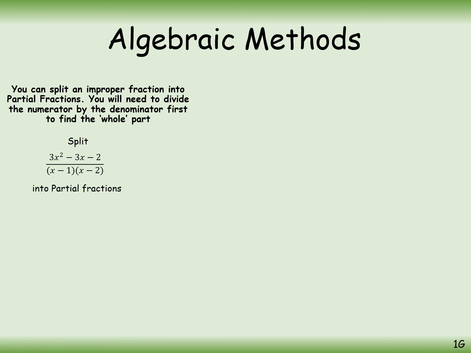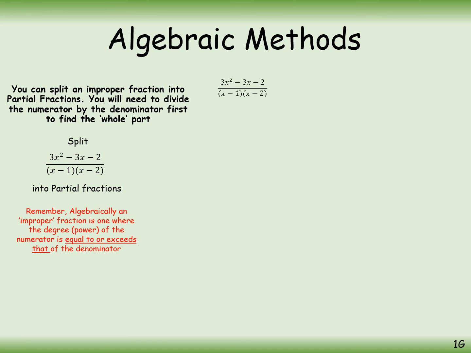So the same principle applies for algebraic fractions. So here we know this is when we have x squared at the top and x squared at the bottom, we say this is still an improper fraction. So if the degree of the polynomial at the bottom is the same or less than at the top, then we say it's an improper fraction. So for example, if you had x cubed at the top and x cubed at the bottom, it's improper. If you have x cubed at the top and x squared at the bottom, it's improper.